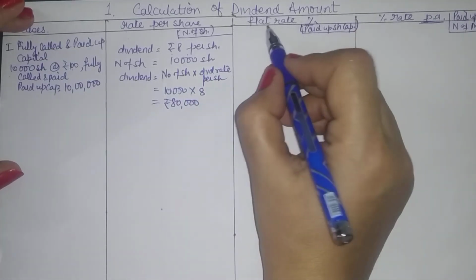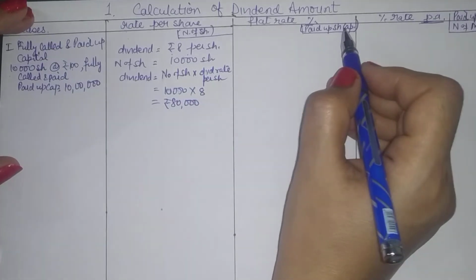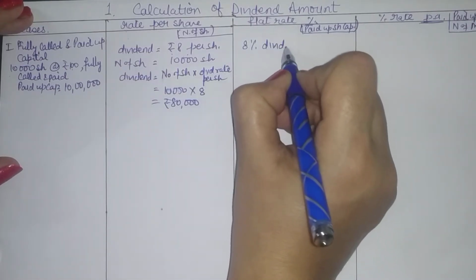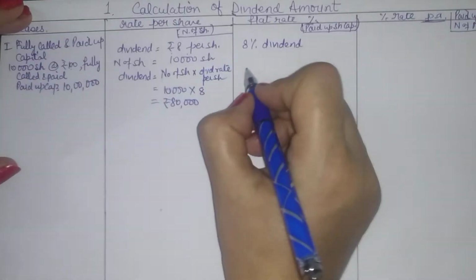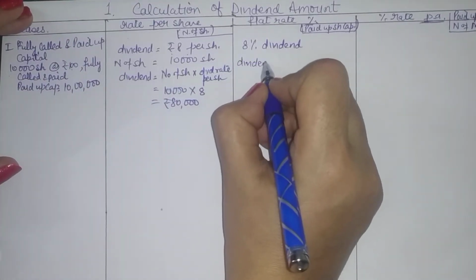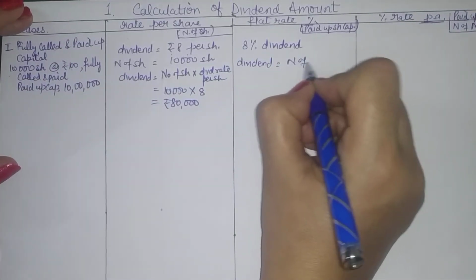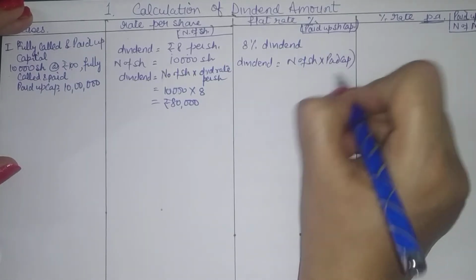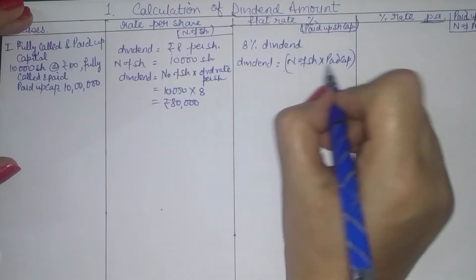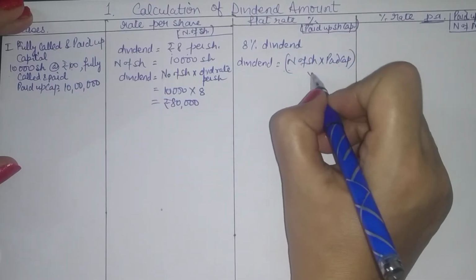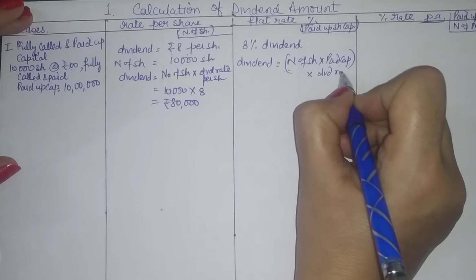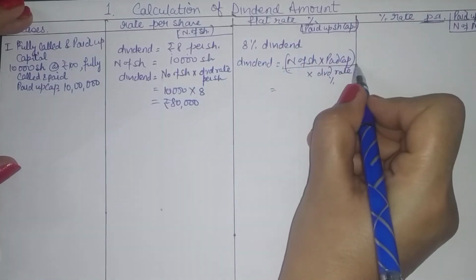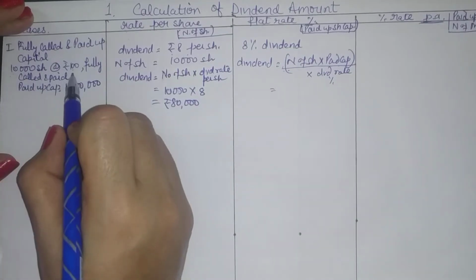Now in this case, a flat rate is applicable on paid up share capital. So suppose the company declares 8% dividend. Okay, so dividend will now be number of shares into paid up capital per share. So that will give you paid up share capital into dividend rate percentage. So your paid up capital is 10,000 shares into 100.